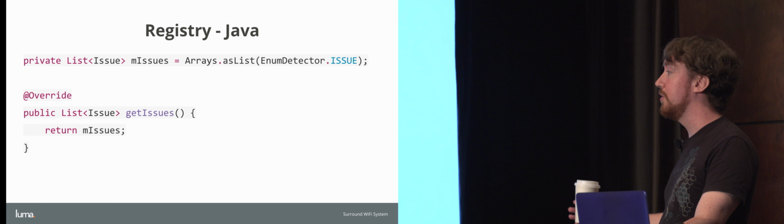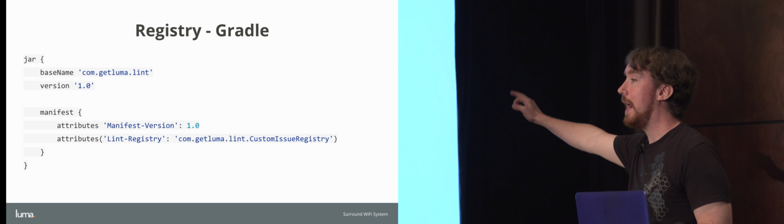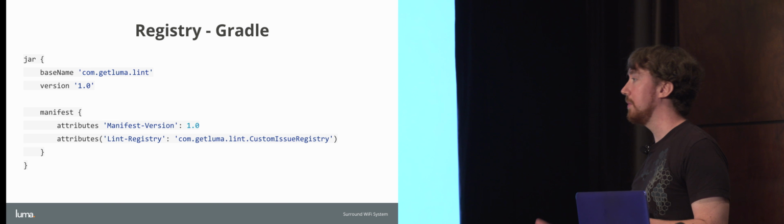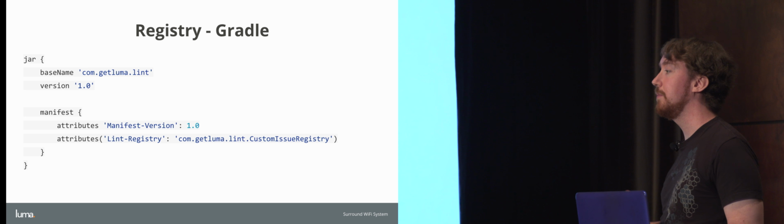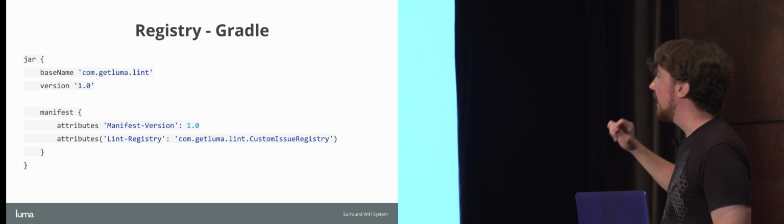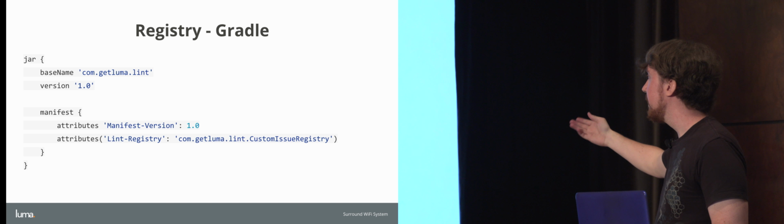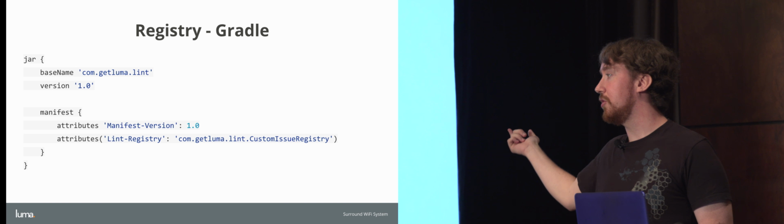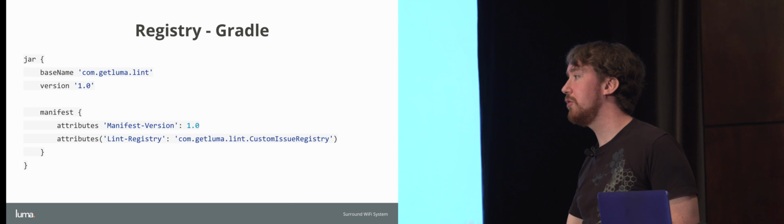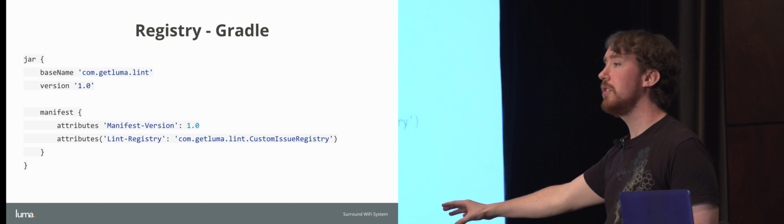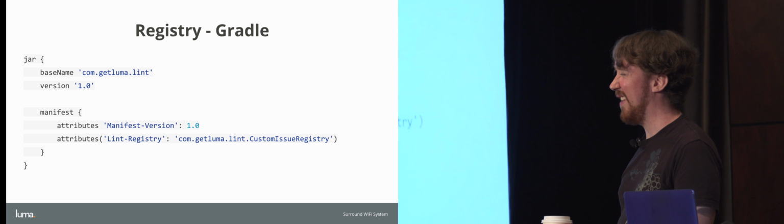Now, the next piece, in our Gradle file, we have to define what our jar will be looking like. The idea here is that we need to provide some sort of package name for our jar. Here, I use com.getluma.lint, because that's where I keep all of my lint checks for my company. Give it a version name, because obviously it might change over time. And most importantly, we have this manifest block. And here, we define our attributes for what our lint registry is. So this will be information packaged with your jar, so that lint can look at your jar and know how to use it. Without this, you just kind of have a useless jar file.